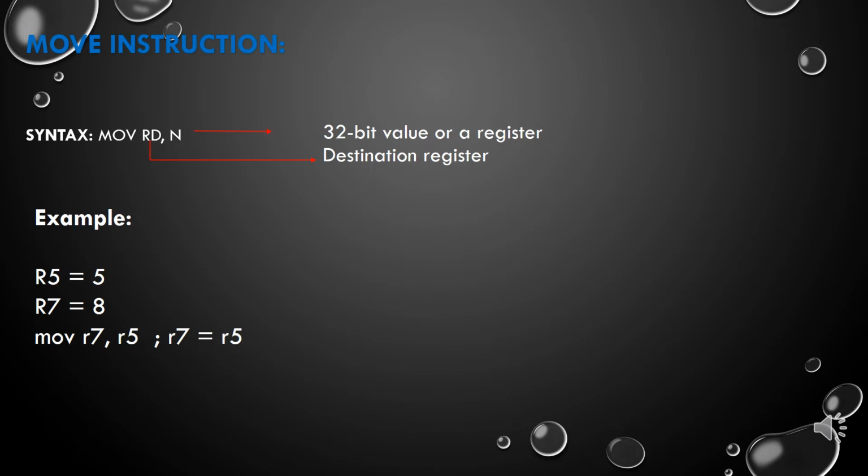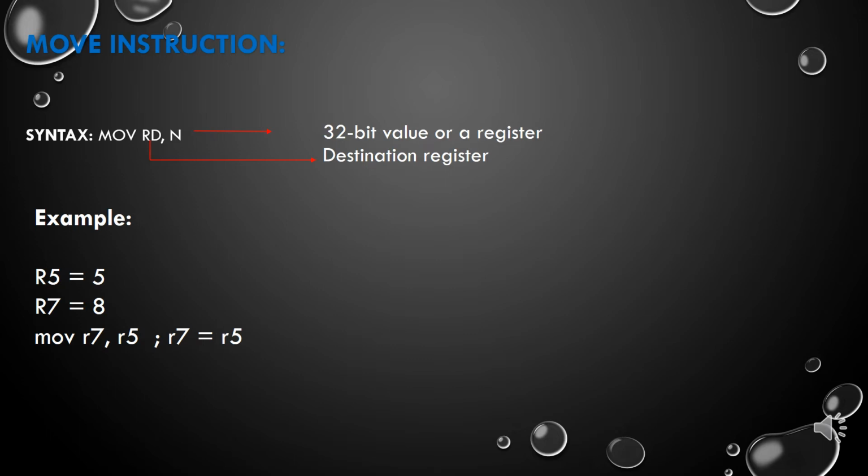As we see, R5 is equal to 5 and R7 is equal to 8. When we write move R7, R5, this means that R7 takes the value of R5, so R7 becomes equal to 5 and loses its initial value 8. We have to note that ARM is not case sensitive, so the registers can be written as uppercase or lowercase r.